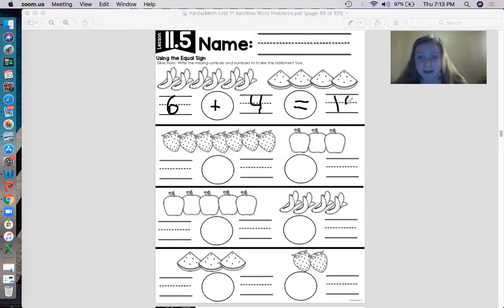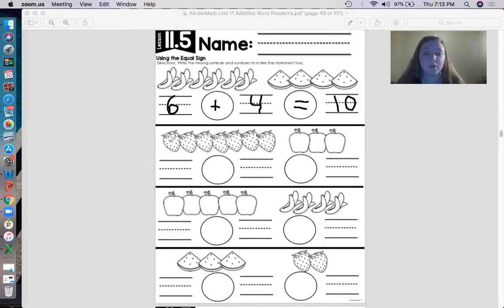Now let's be like first graders and let's read that math sentence. Ready? 6 plus 4 equals 10. Awesome job. All right, I'm going to do the next one with you, and then the last 2 are by yourself. You ready? Okay. So we have a blank, we have a circle, then a blank, then another circle, then a blank.